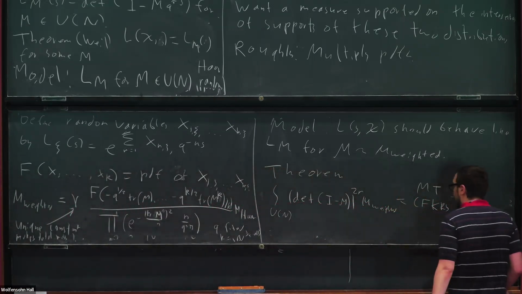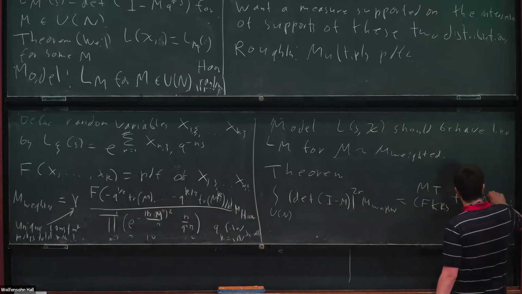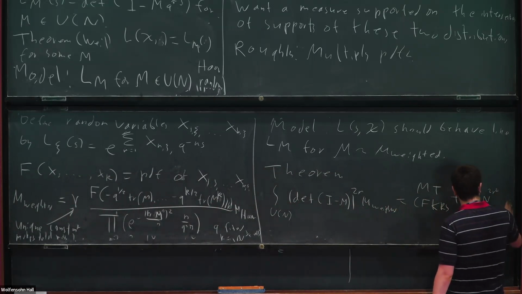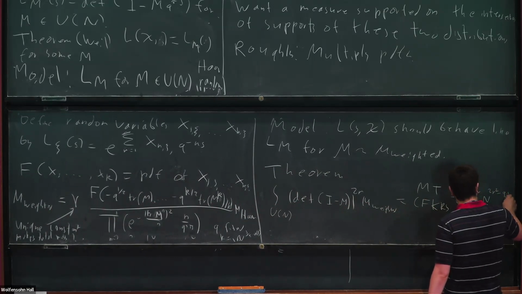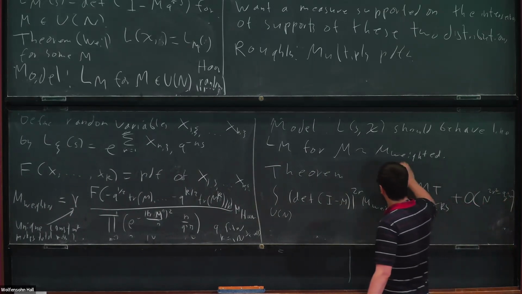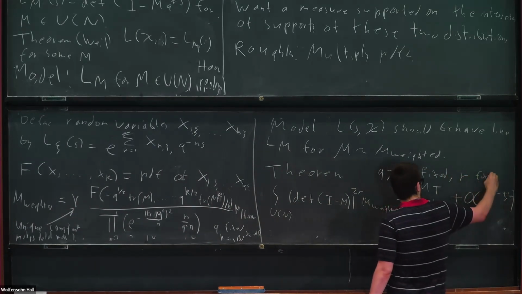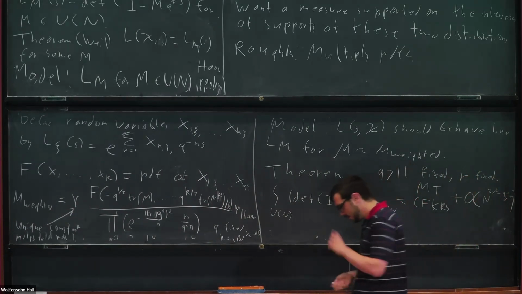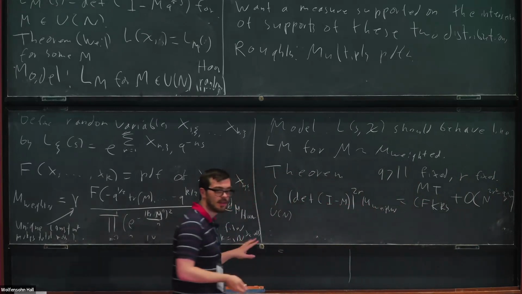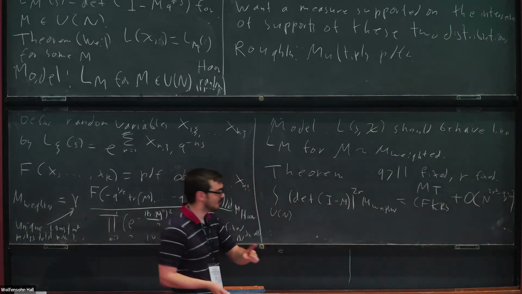Q is fixed. And the error term is O of n to the 2r squared minus q minus 2 over 8 plus little o of 1. This is for q greater than 11, fixed, and then r is fixed. 1r squared? No, I mean 2r squared.